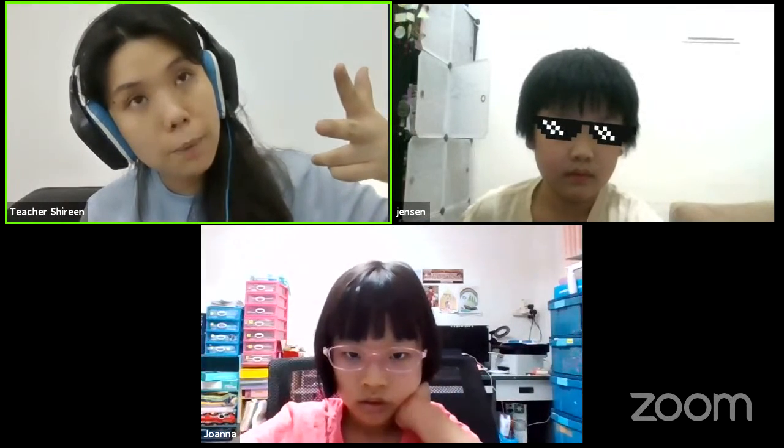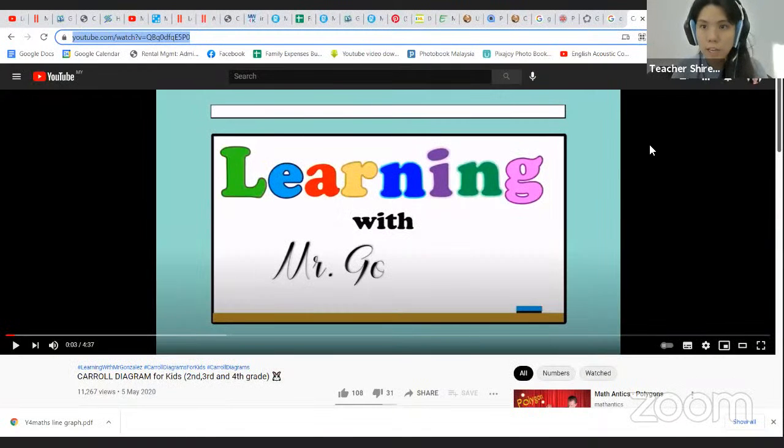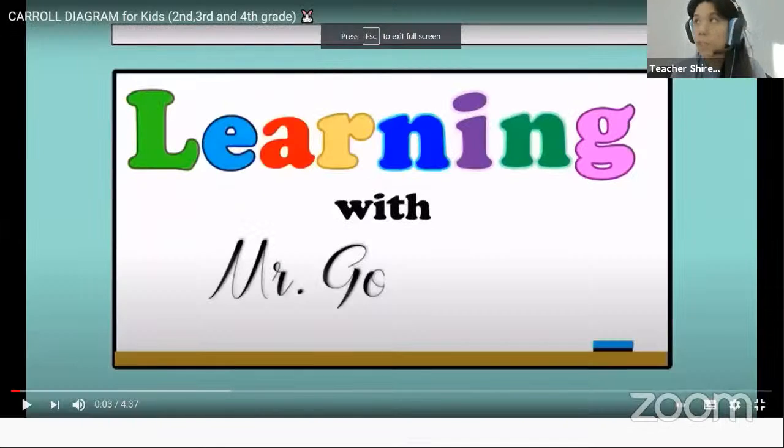Today we're going to learn about the Carroll diagram, a different one. We have learned the first one, which is the bar graph, then the second one, the line graph, then the third one, the pictogram. Today let's dive into the Carroll diagram. I'm going to share with you what it means. It is very simple, pretty much like a pictogram.